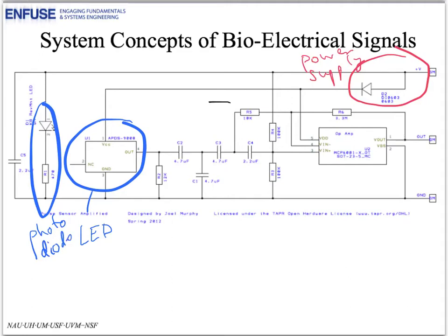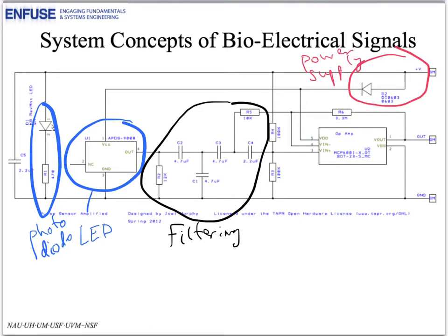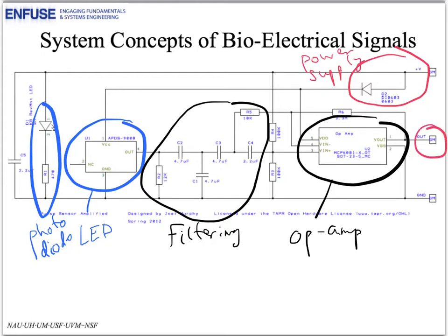And this portion of the circuit is some filtering, and finally there is an operational amplifier before you get to the output.